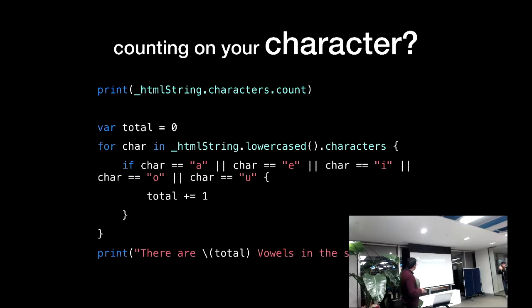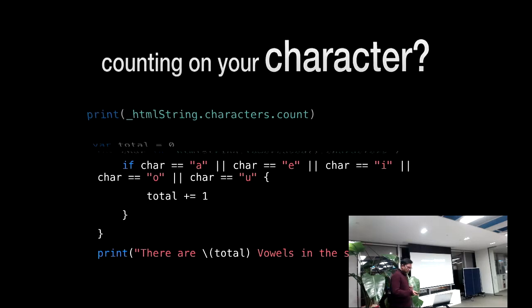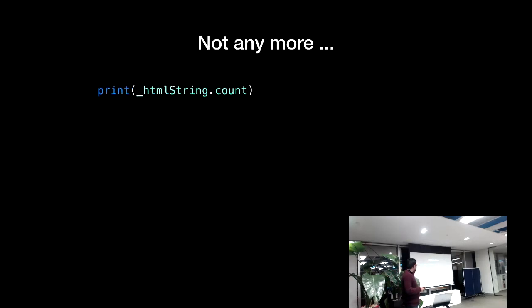So if you wanted to find the number of vowels, this is what you would do with Swift 3. You would count the number of characters using characters, or you would iterate through each character in the HTML string's characters, check if it is one of the vowels, and then increment. With Swift 4, you don't have to do all of that. You just say print string.count. And if you write an extension, you can even write a length, which returns this. So you can use length just like you use with other languages.